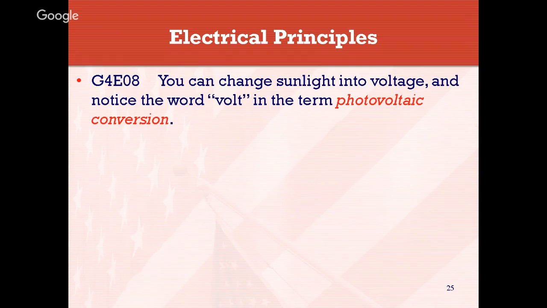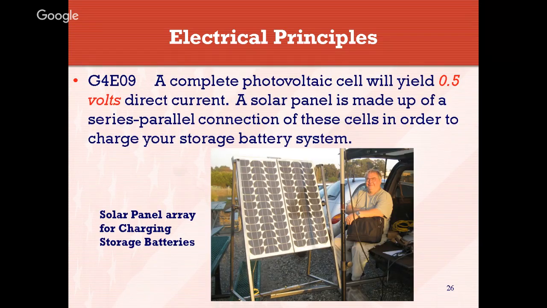So you can change sunlight into voltage, and you can notice the word volt. You can do that using the term photovoltaic conversion. Well, we know what that is. That happens to be your little solar lights. Photovoltaic conversion is the key word there.